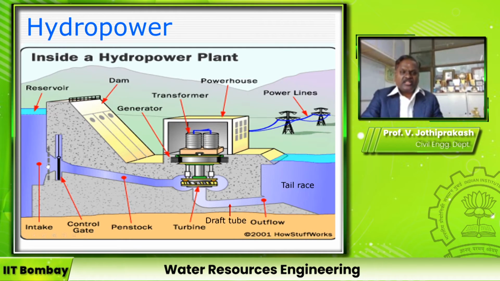The water which enters this hydroelectric intake structure can be controlled by a gate. Once the gate is opened, the water will flow through this large size pipe called the penstock. Since the water is flowing at a large head, it goes with very high velocity. And this high velocity jet is made to impact a series of cups mounted on a propeller. That is called the turbine. And this turbine shaft rotates in a generator.